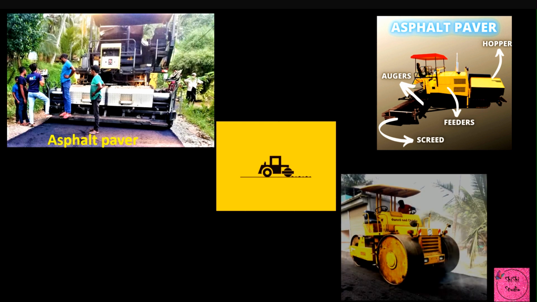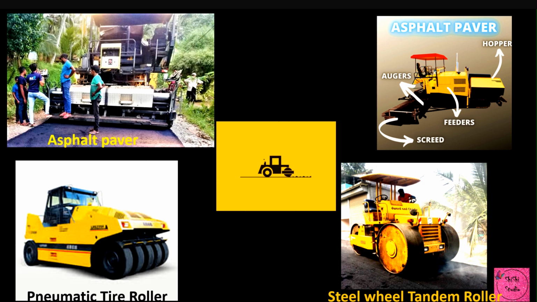Next, steel wheel tandem roller and pneumatic tire roller. Pneumatic tire rollers have rubber wheels and the steel wheel tandem rollers have steel wheels. Let's discuss a little bit about pneumatic tire rollers. Normally, these rollers have a minimum width of 5 feet. The tires on pneumatic tired rollers are typically arranged so the gaps between the tires on one axle are covered by the tires of the other axle.